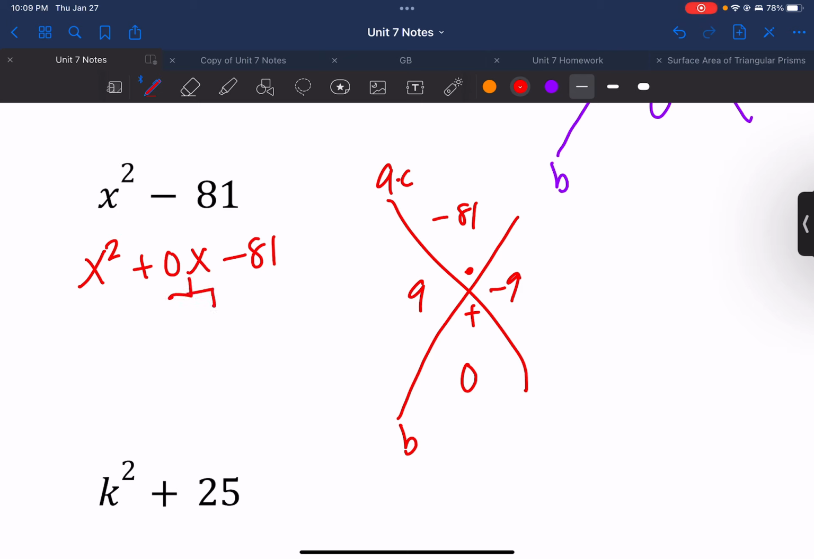Remember, we did that to break this up. So I have one positive 9x and one negative 9x. Bring down what I haven't used, 81, x squared. Factor out the common factor. In this case, we have x plus 9 left.